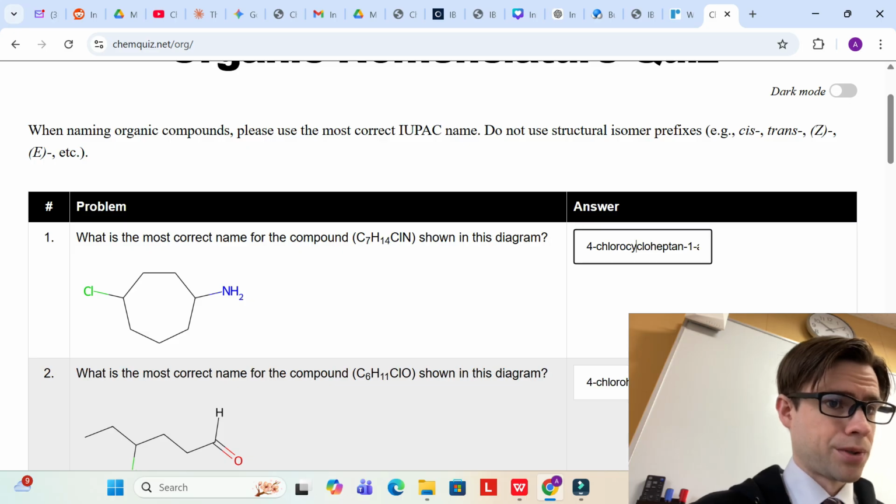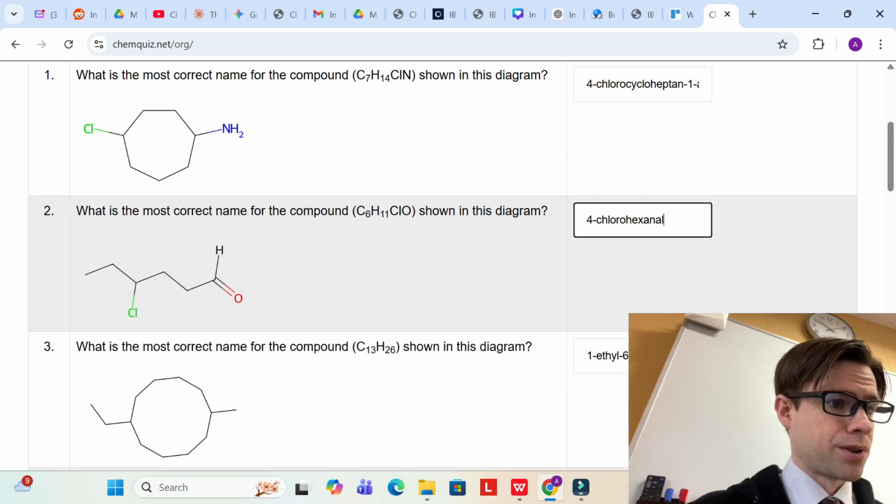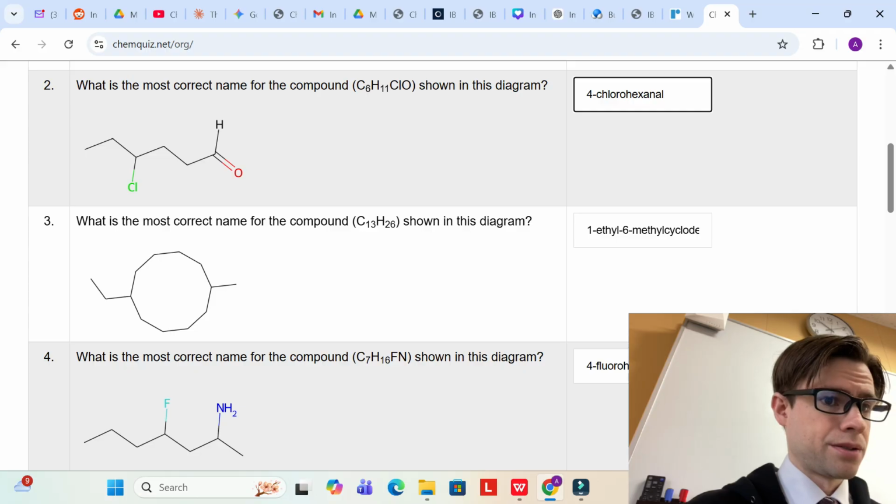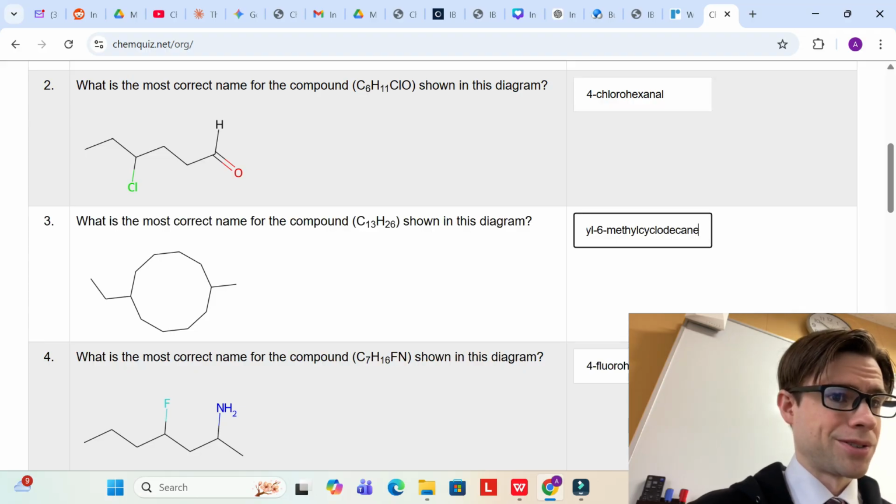Is this 4-chlorocycloheptan-1-amine? Yes, I think it is. Is this 4-chlorohexanal? 1, 2, 3, 4, 5, 6. Yep. Is this 1-ethyl-6-methylcyclodecane?